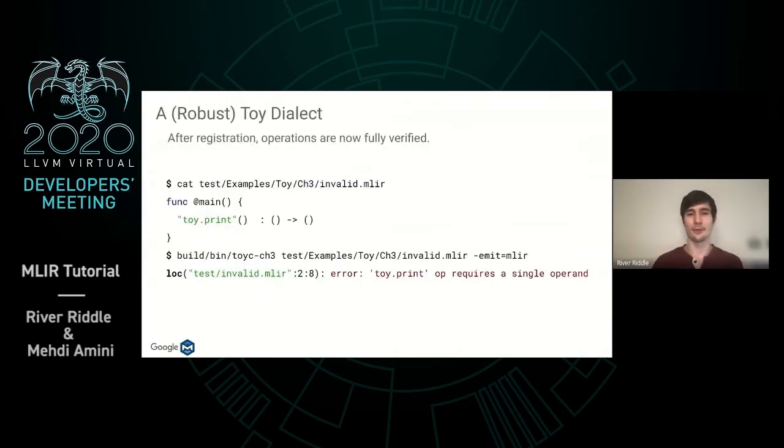Once we've specified our operations for our toy dialect, we can revisit our example before and now see that things are properly being verified. So it's no longer just a large JSON string. We actually have semantics in the IR now, and they're being properly verified for our print example here.